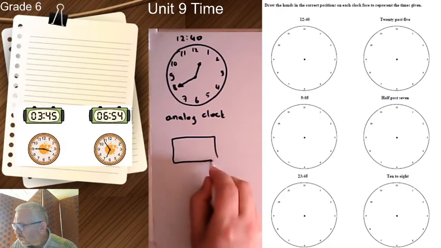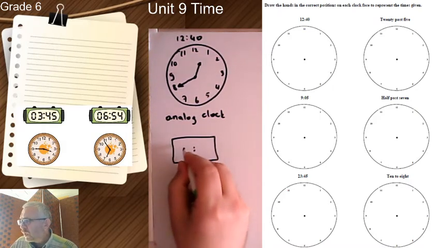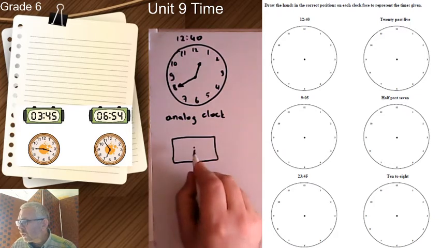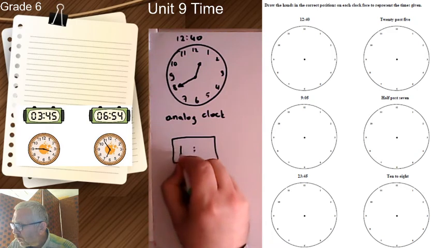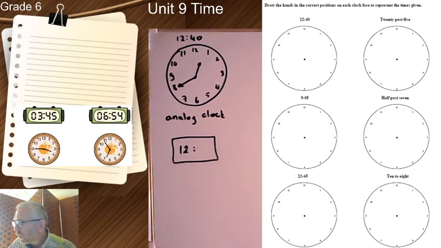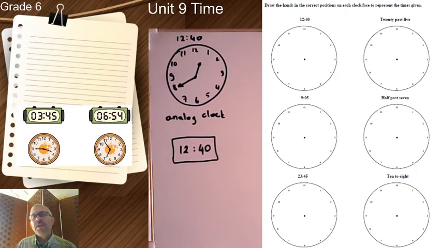Here I am going to draw the screen. Here there will be 2 points. The left side will be for the hour, the right side will be for the minutes. Here will be 12 and here will be 40 minutes. With this I did my first exercise. The rest of the exercises belong to you. Please solve them.